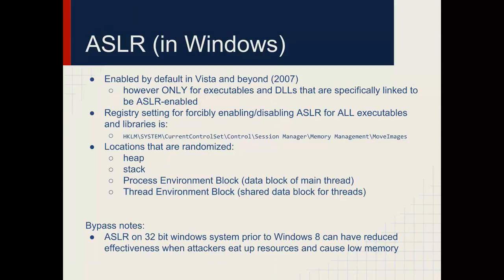ASLR in Windows is enabled by default in Windows Vista and beyond. That was back in 2007. However, it's only for executables and DLLs that are specifically linked to be ASLR enabled. In other words, the compiler and linker, in the linker phase, set whether or not things are ASLR enabled. And most developers don't know about ASLR and don't know to compile and link things in this way.